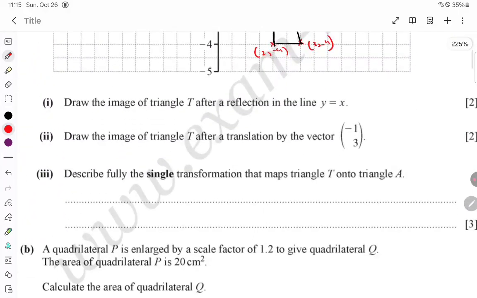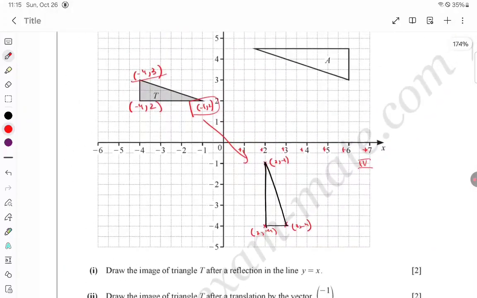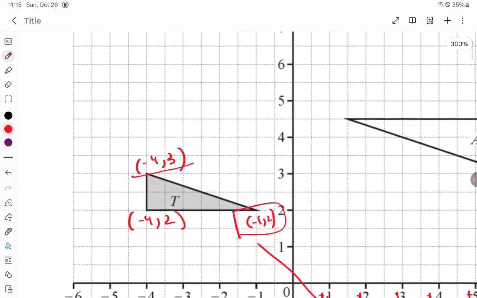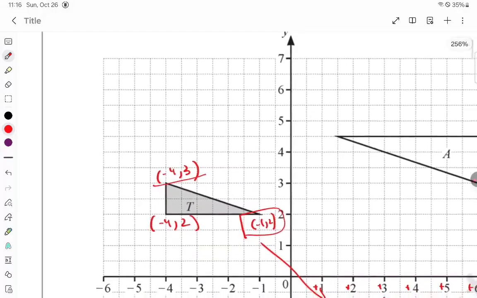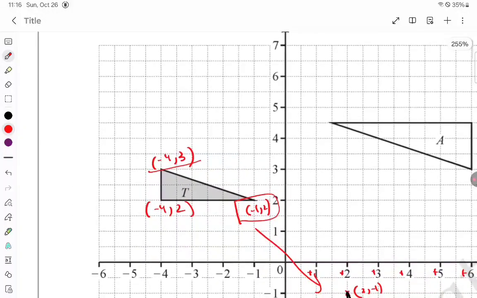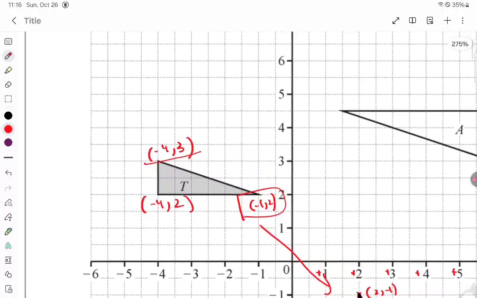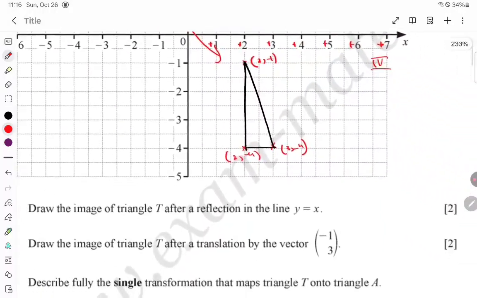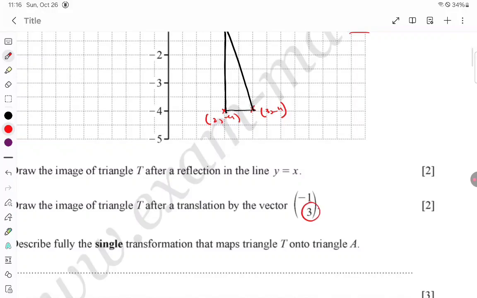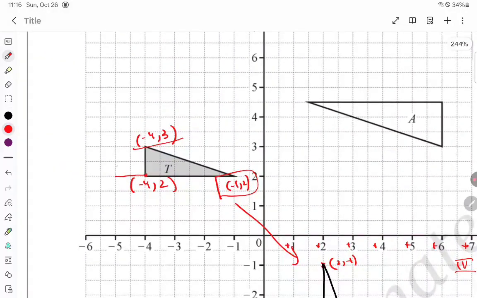In part 2, draw the image of triangle T after a translation by vector negative 1 comma 3. What does it mean? Negative 1 means we have to move to the left on the x-axis by 1 unit, starting with this point. This is our 1 unit, and how much we have to move in the upward direction: 3 units. For the y-axis, 1, 2, 3.